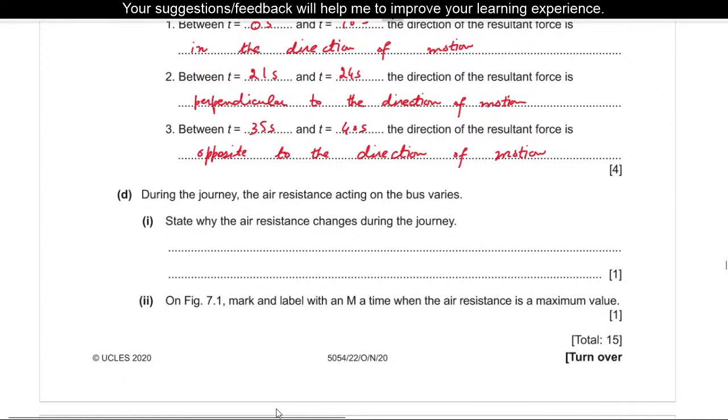Okay, so air resistance depends upon the speed. The more the speed, the more will be the air resistance. You also saw in the graph that its speed is changing. At first it increases, then it becomes constant and then it decreases. So when the speed is changing, the air resistance will also change. So you can easily write this: because speed of the bus changes. That's it.